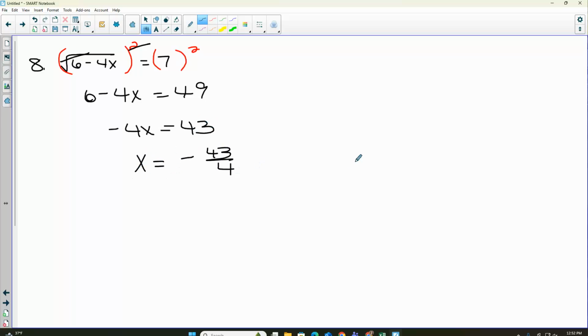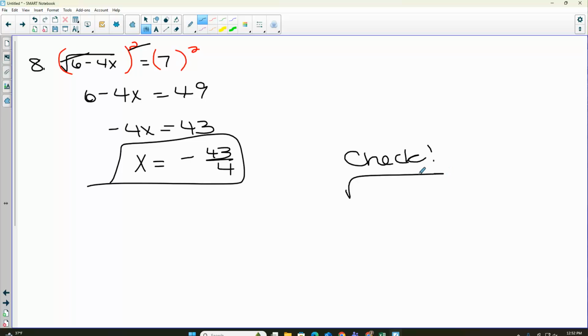You should always check on these problems because sometimes we get answers that don't work. So if you plug that back in, you can use your calculator. You don't have to show the work. You get the square root of 6 plus 43, which is 7. So check it. You can use your calculator for that. It does work out.